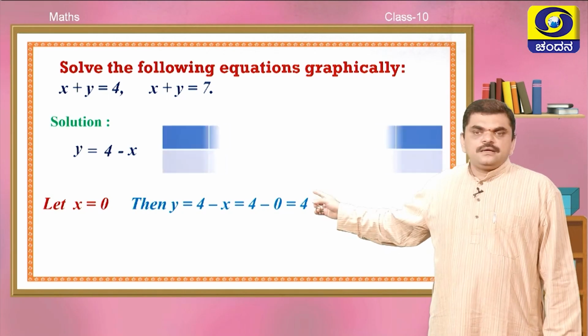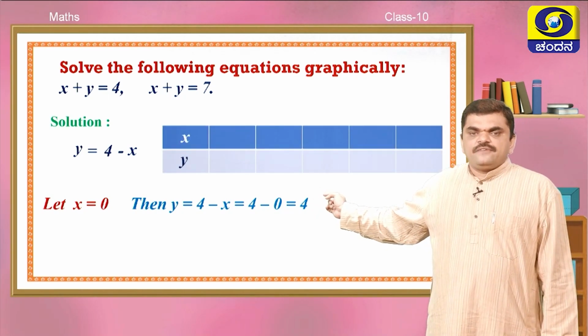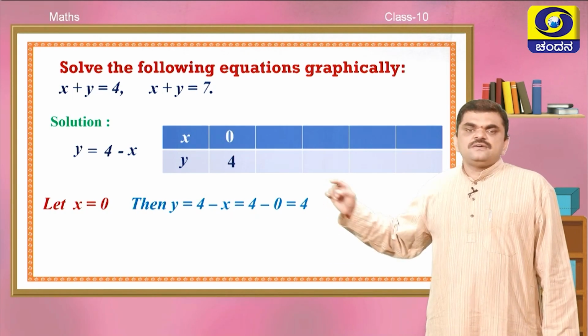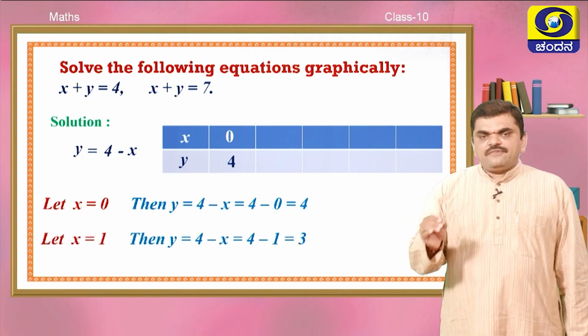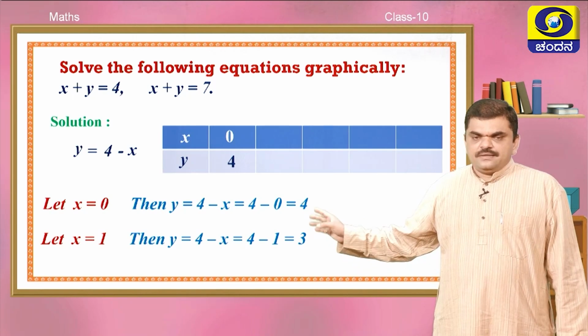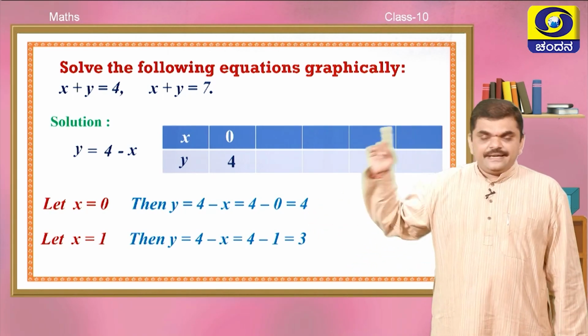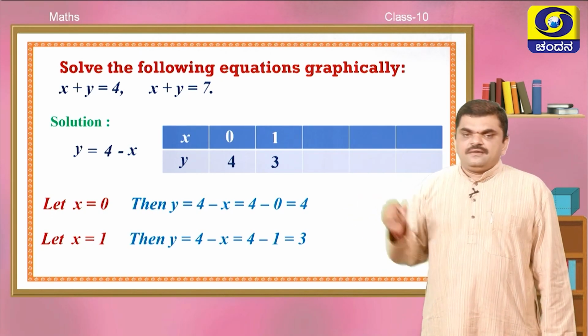What is the next step? Create a table and write the x value and y value. When x becomes 0, y becomes 4. Again take another value, x is equal to 1. When x becomes 1, y becomes 4 minus 1, that is 3. So, write this in the table also, that is 1 comma 3.